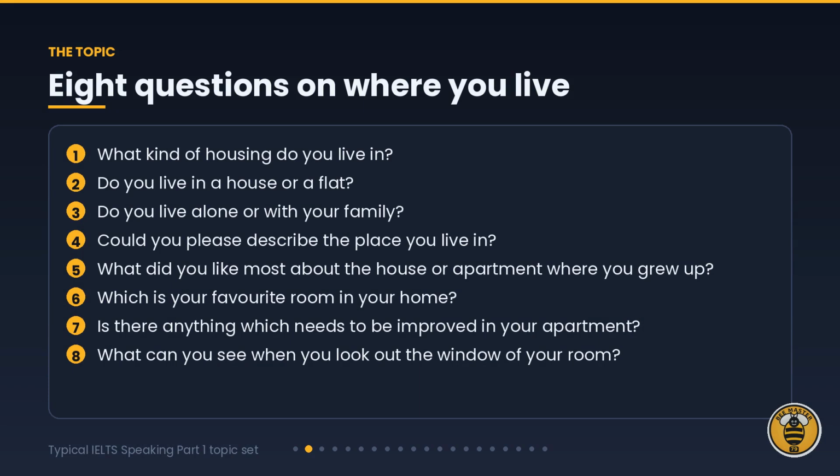These are the 8 questions we are going to answer. They are all typical part 1 questions about where you live. Read them now and notice how ordinary they are. That is the trap. Ordinary questions tempt you into ordinary answers.